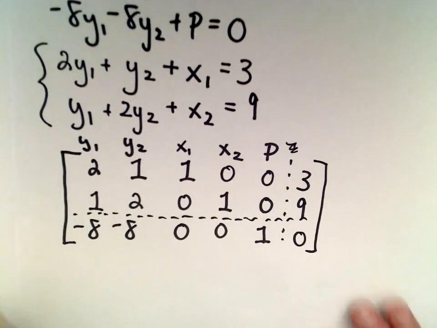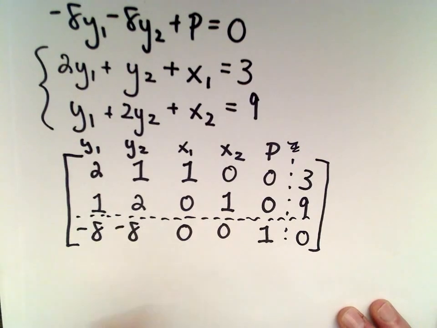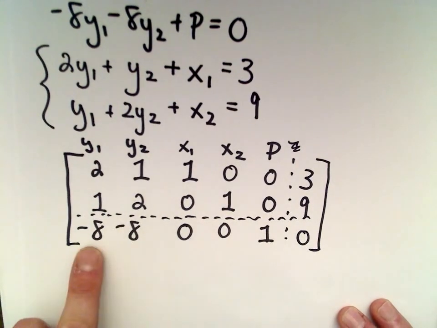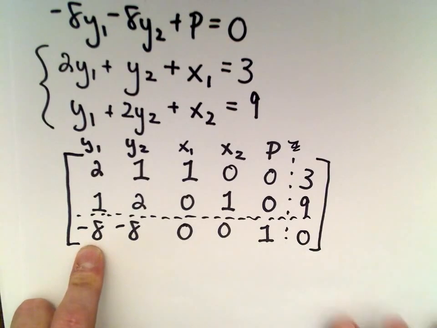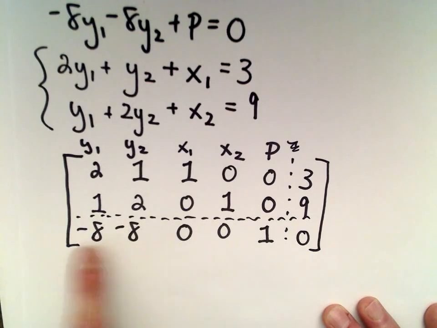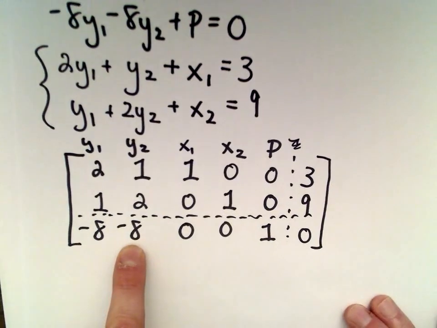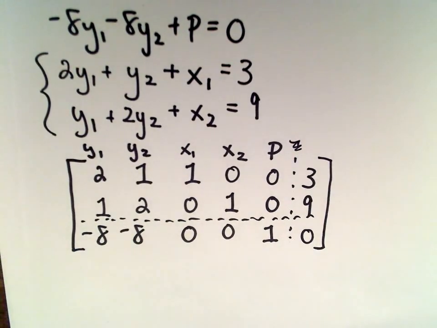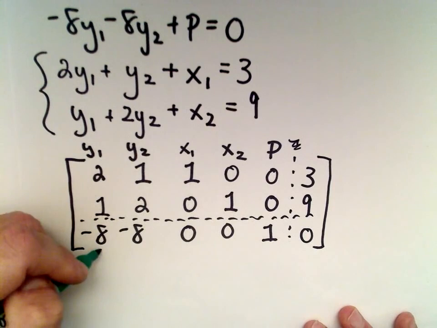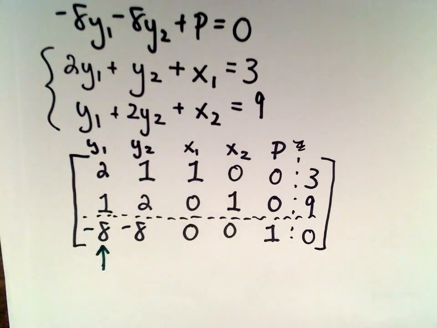Okay, so recall now what we have to do is look at the bottom row. We look to see if there are any negative values. You look at the number that is, I always say, most negative. If you take the absolute value of those negative numbers, take whichever one is bigger. In this case it's negative 8 and negative 8. It's a tie. It doesn't matter. So I'm just going to pick this first column.